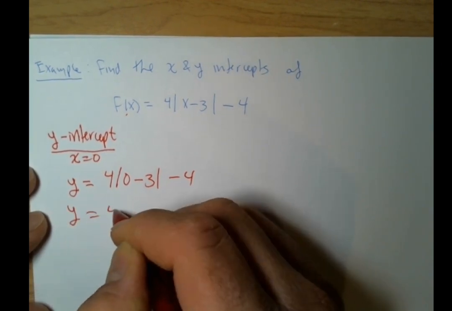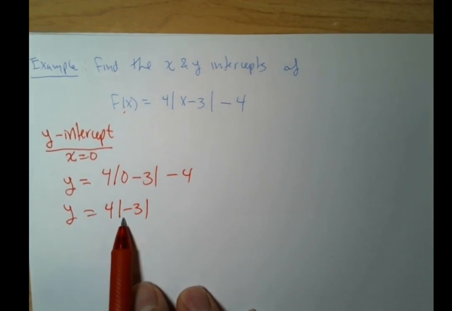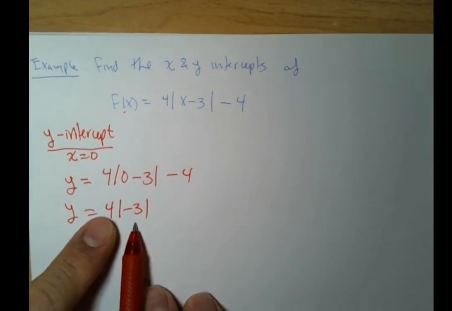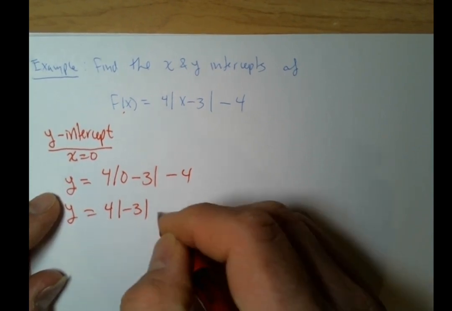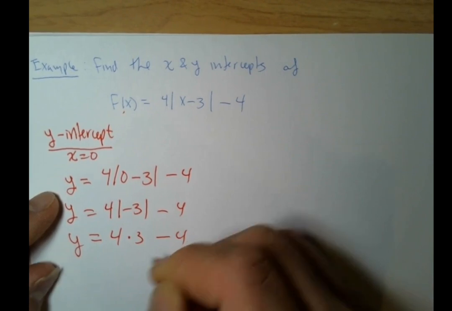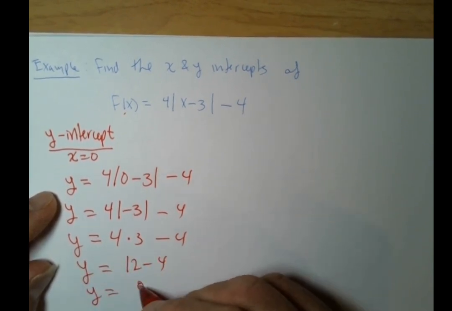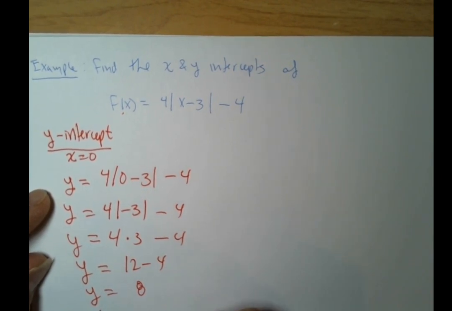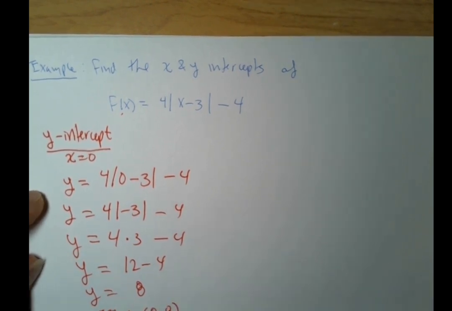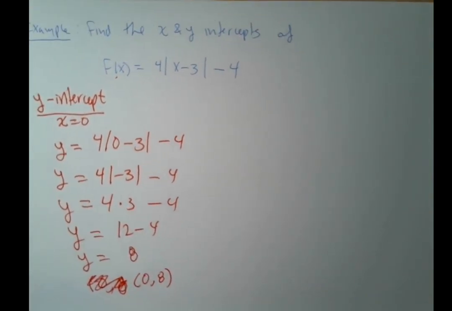So we get y equals 4 times the absolute value of -3. These are multiplication, you can almost think of these as parentheses. Absolute value of -3 is +3. So we get y is equal to 12 minus 4. Y is equal to 8. So my y-intercept is (0, 8). All right, so that's the y-intercept.